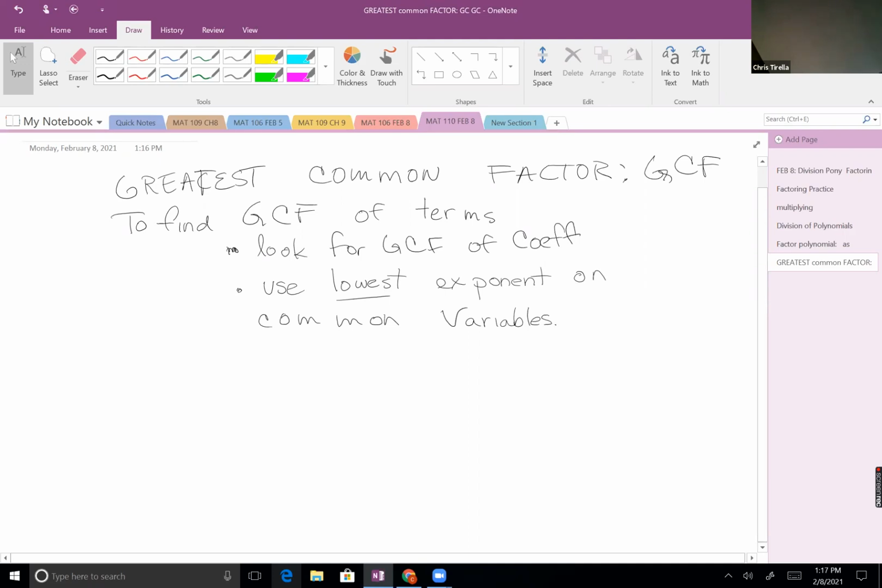So what's that all about? Let's say, for example, I ask you to find the greatest common factor of, let's say, 6x to the fourth, 18x to the third, and 12x squared.